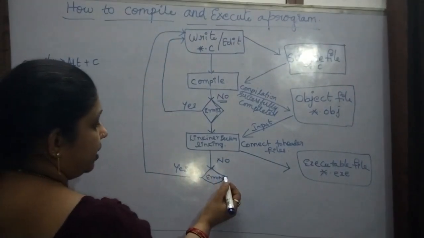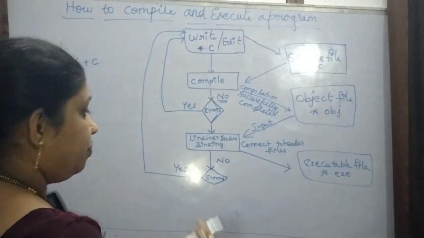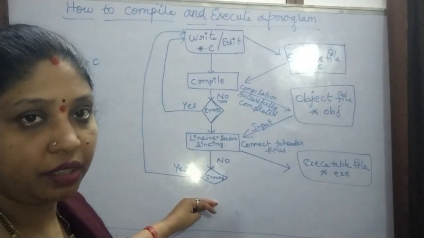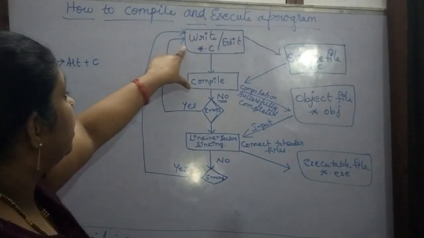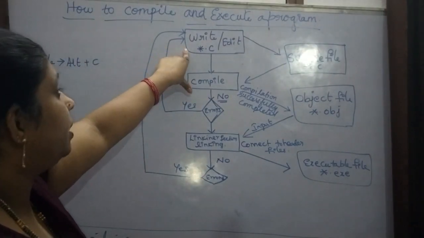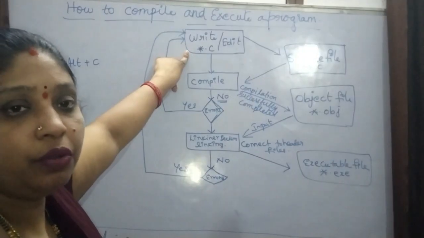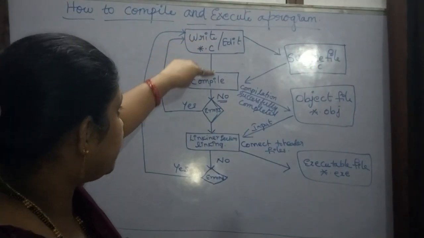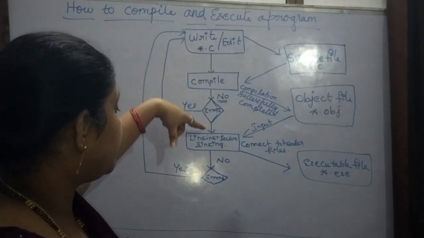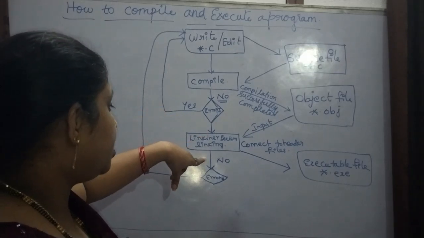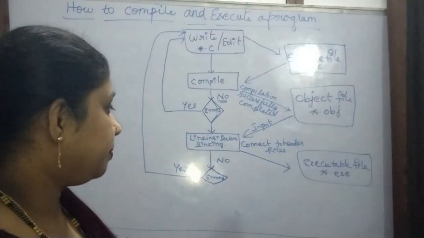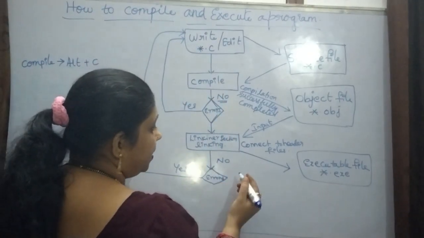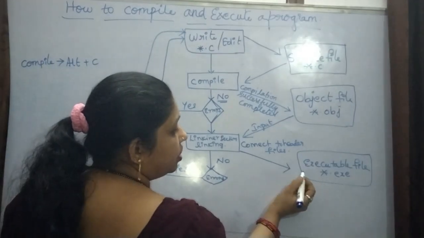Now at that time, what do you have to do? Compilation or execution will not go further. You have to go to the source code again and make some changes, rectifying the errors there. After rectifying, the same thing starts again from compilation. If errors are not there, the linker section will join again. If errors are there, it goes to the source code again. If there are no errors, it generates the executable code.